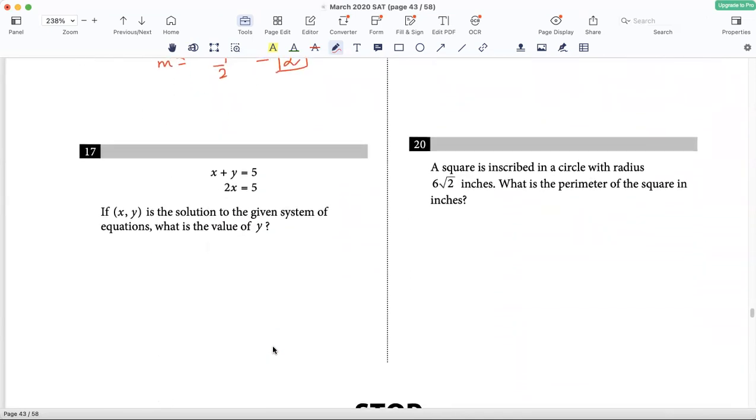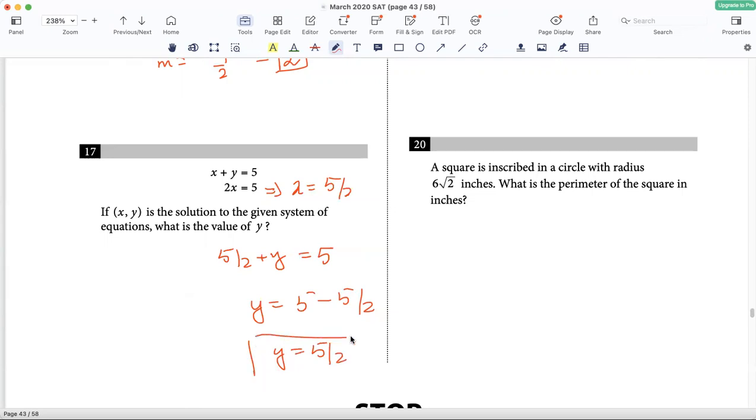If (x, y) is the solution of the equation above, what is the value of y? So we have x is equal to 5/2 from here. So 5/2 plus y is 5. So y would be 5 minus 5/2, which is 5/2. So the value for y is 5/2.